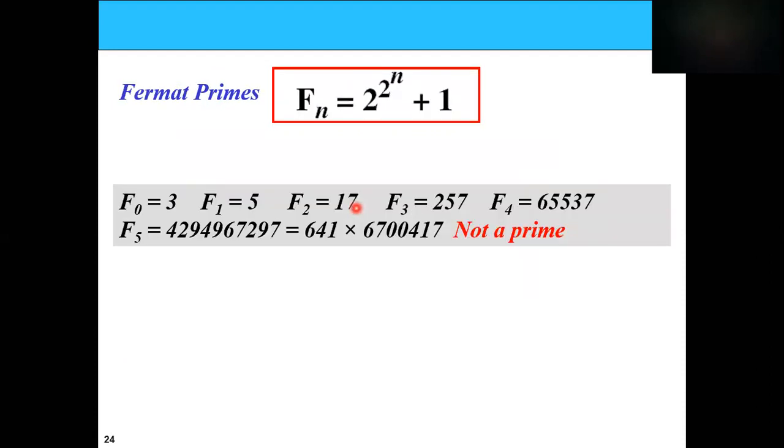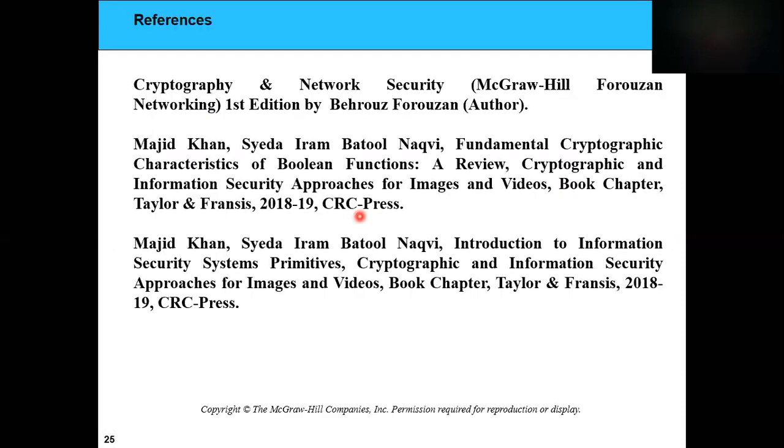Another result is Fermat primes. This expression is F n equal to 2 to the power 2 to the power n plus 1. F0, F1, F2, F3 are primes, but F5 is not a prime. Again, Fermat numbers may or may not always give you a prime, but this is one of the ways to generate primes.